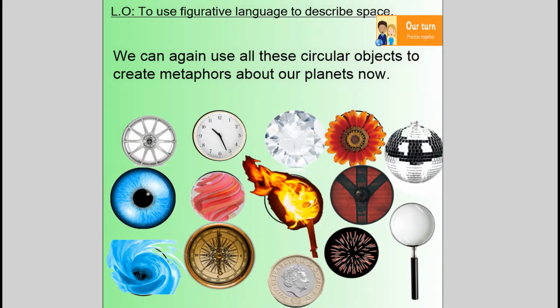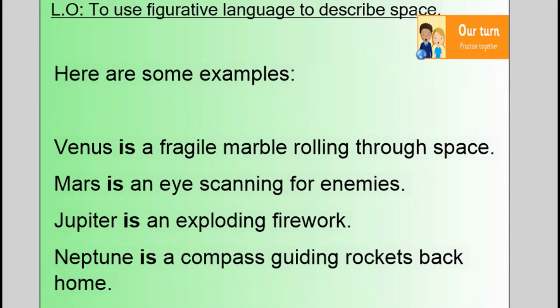Okay, hope you've had some time to think about that question. And let's have a look at some examples I've written about the 4 planets. So here are some examples. So Venus is a fragile marble rolling through space. I've got my ing verb ending there as well. The second one, Mars is an eye scanning for enemies.